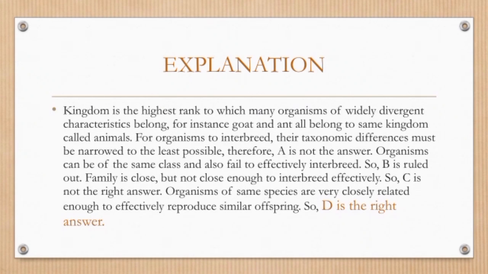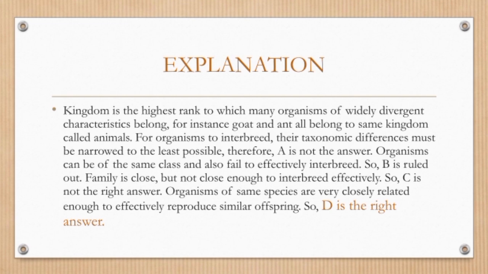So the kingdom has the highest rank, with organisms that have widely divergent characteristics among themselves. For example, your goat and ant are both from the same kingdom of Animalia. That is to say, they are animals, but they cannot actually interbreed. Interbreed means reproduce. They cannot reproduce with each other. So that is probably why kingdom cannot be the answer.